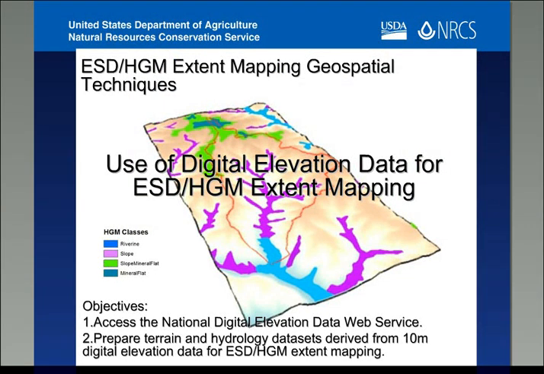This module is where we're going to look at the use of the elevation data for this kind of analysis and for ESD and HGM extent mapping. And we'll look at the source of the data, the National Digital Elevation Data Web Services, how to access it, and then look at some of the simple terrain and hydrology data sets that we can use for this work.